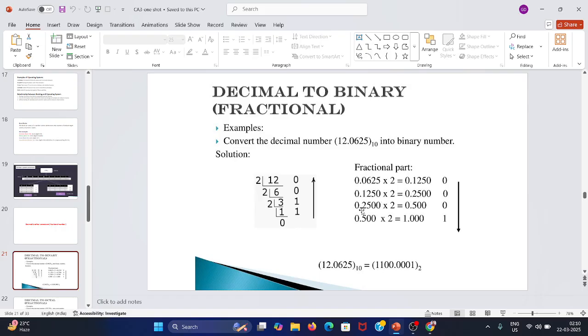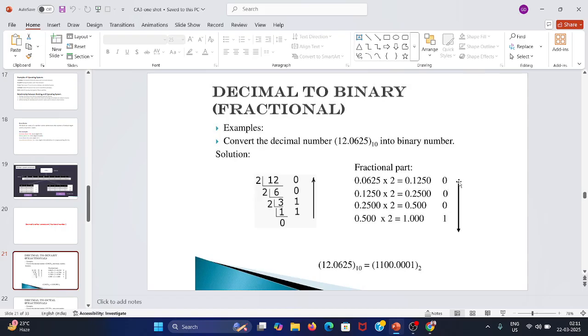Similarly, we are multiplying 0.2500 in the next step by 2, so we get 0.500, and now the left part is 0, as you can see. After that, 0.500 multiplied by 2 is 1.000, and the left part in that case is 1, so we have written 1. After that, if we try to multiply 0.000, it's meaningless, because in every step it will just give us 0.000. So that is the thing.